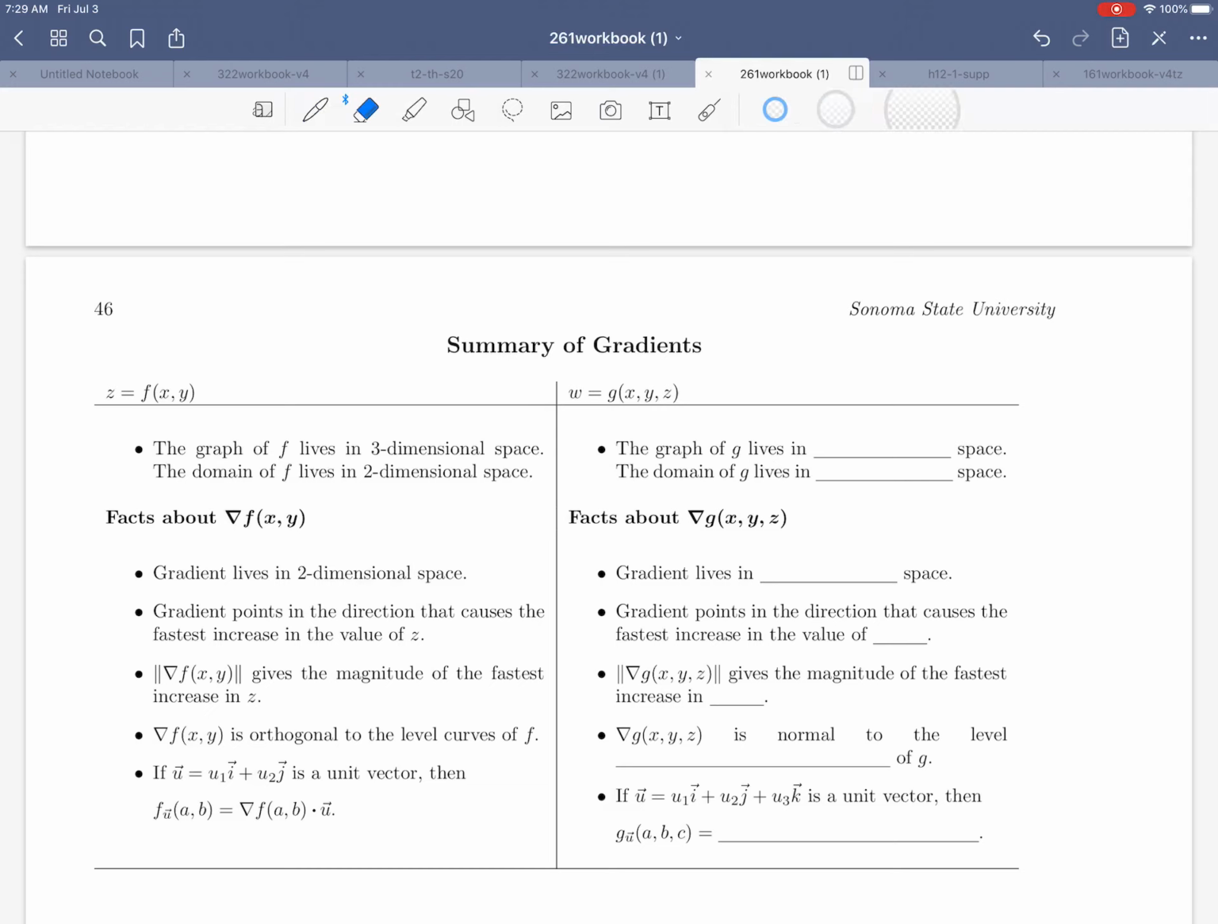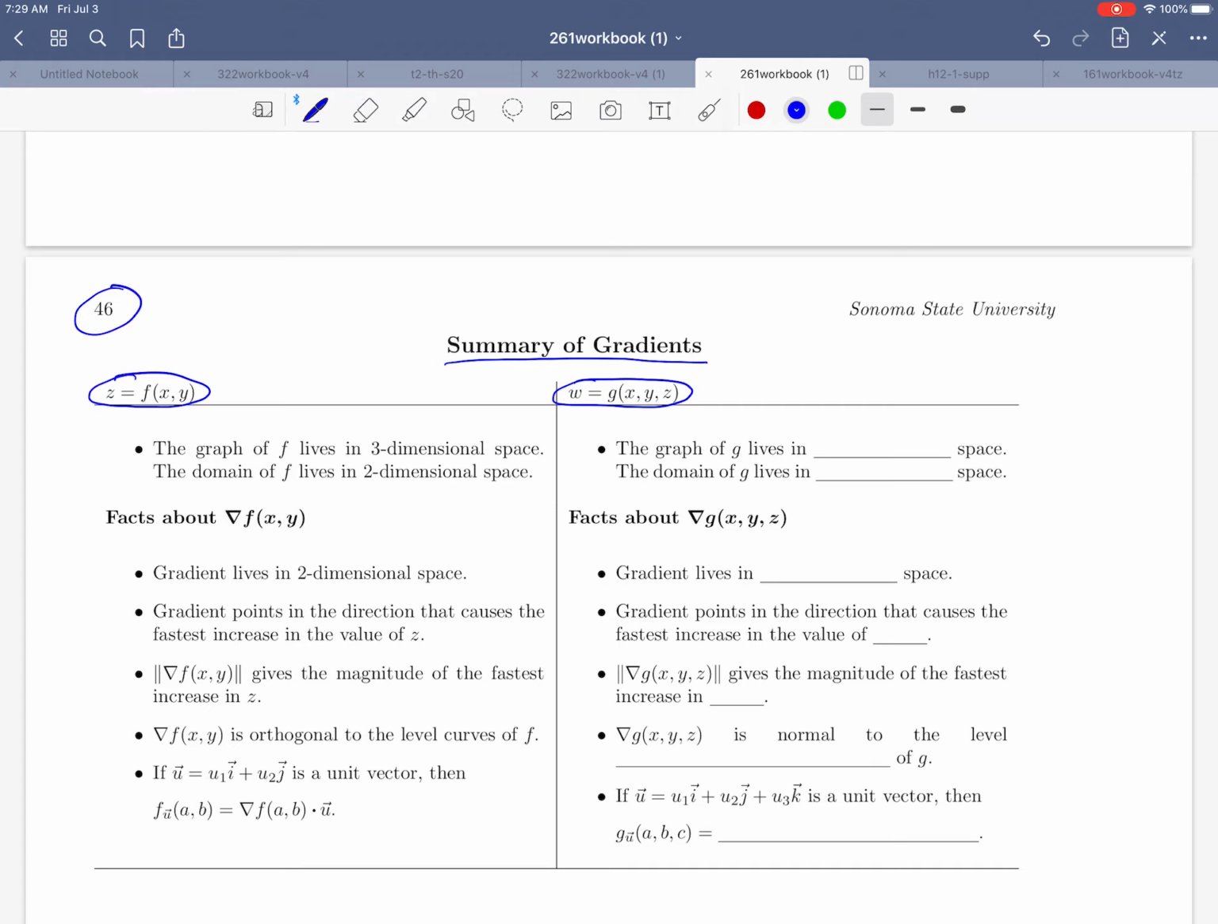Hello everybody, and welcome to the top of page 46 in the workbook. And in this video, we're going to basically just be summarizing some of the key properties of gradients. And in particular, we're going to do this as a comparison. We've already talked about gradients of functions of two input variables. We're going to contrast that behavior with a function of three input variables, just so that you can see side by side the similarity and differences between the two situations.